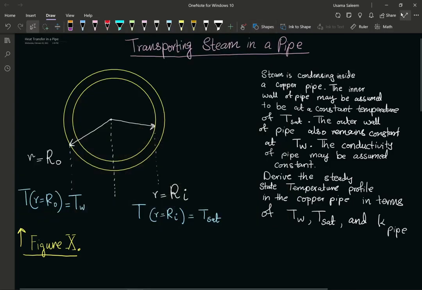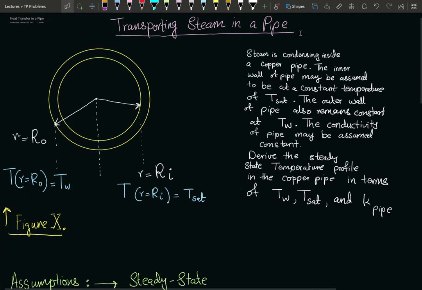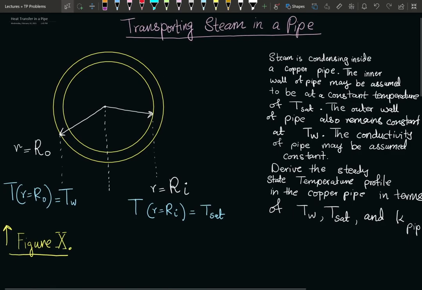All right, hello everyone. In this video, I got another heat conduction problem for you guys. We're transporting steam inside a pipe. So I have the problem statement and I have the figure labeled as figure X. That's my cross-sectional view of the pipe. So pause the video for a second and give the problem a read.